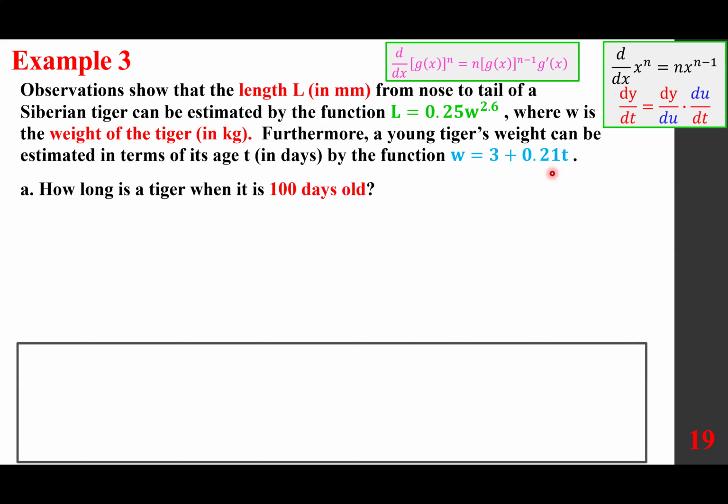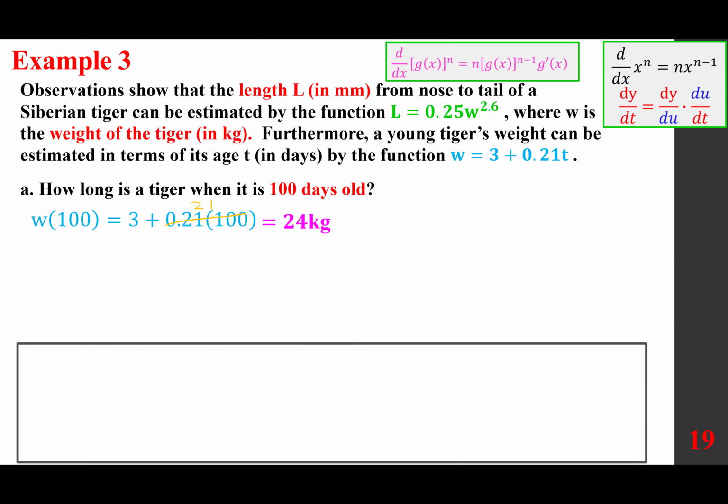So first and foremost, 100 days, replace the t with 100. This has two decimals, this has two zeros. One zero cancels out one decimal, so two zeros cancels out two, and the answer is 21. When you add 3, we get 24 kilograms. So the weight is 24 kilograms after 100 days.